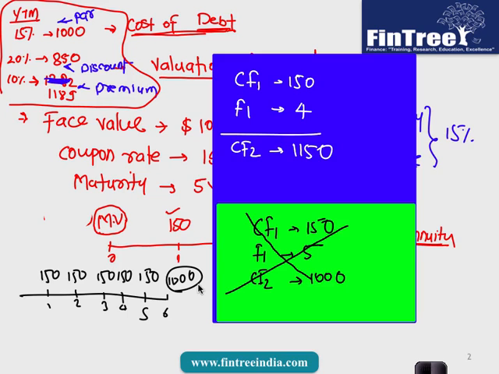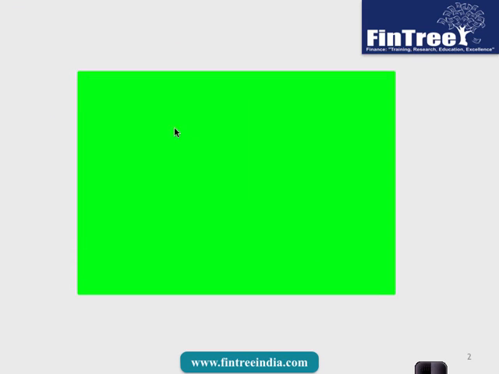Okay, so write down this then. If the coupon rate is higher than the YTM, then this bond would trade at a, if coupon is more than the YTM, the bond will trade at a discount, premium.